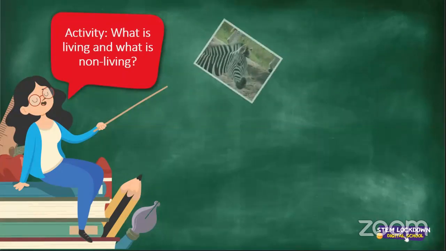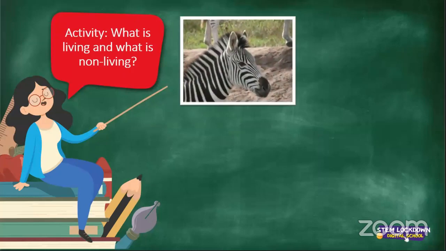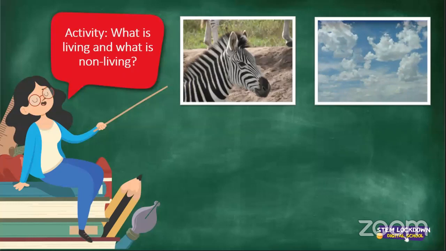Let's look at the next one. A zebra. This one is an easy one. What do you guys think? Living or non-living? Living, living, living. Yes, this is definitely a living one, right? This is an easy one. Clouds. What do you think about clouds? Are they living or are they non-living?